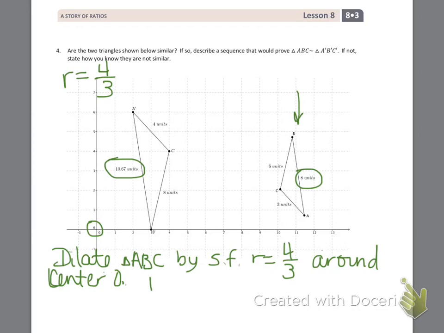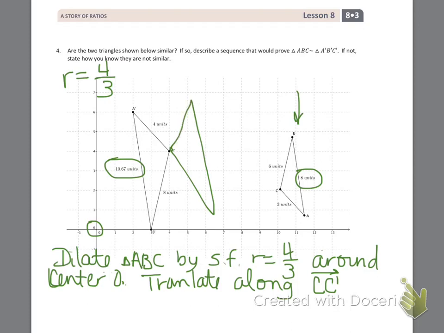So what I want to do is map up a point. So I'm going to translate along, and I'm going to choose C. I'm going to translate along vector C, C prime. And that's going to give me a triangle right here, kind of like that. Not exactly like that, but you get the point. So I'm going to translate along C, C prime, and then notice what I'm going to have to do next.